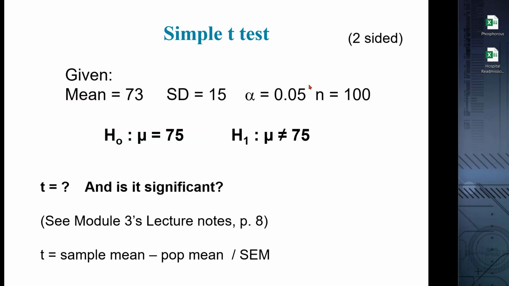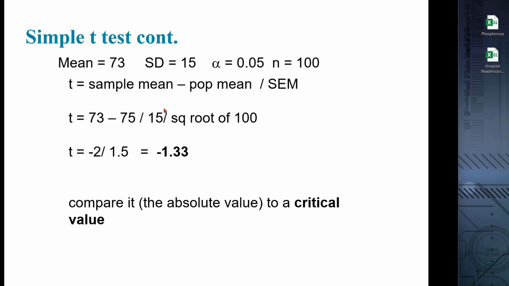Let's do an example of a simple one-sample t-test with this data. To calculate the t-test statistic, we can use the following formula. T equals the sample mean minus the hypothesized population mean, 75 in this case, divided by the standard error of the mean, SEM. Recall that SEM is just the sample standard deviation divided by the square root of n. We can plug these values into the formula to calculate the t-test statistic. The result is that t equals -1.33.